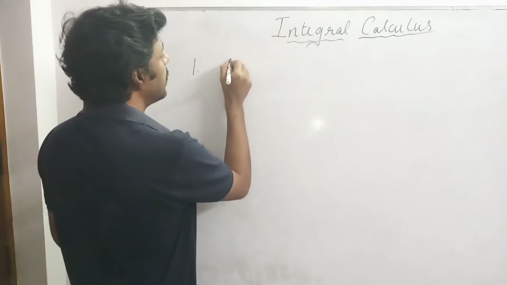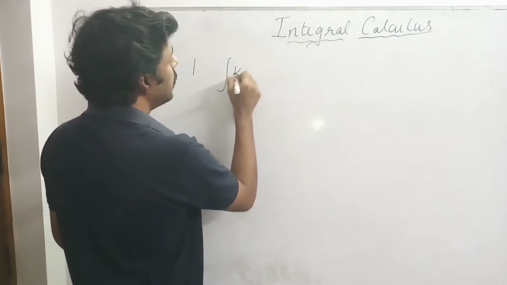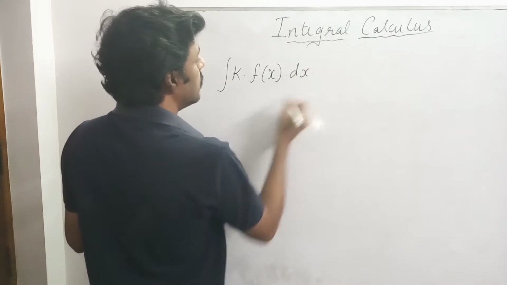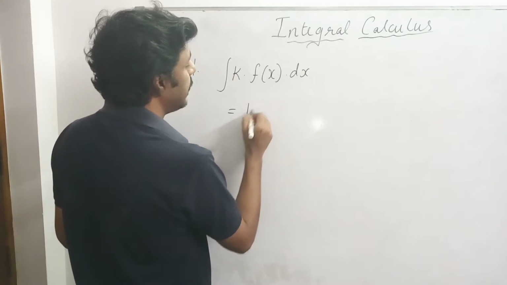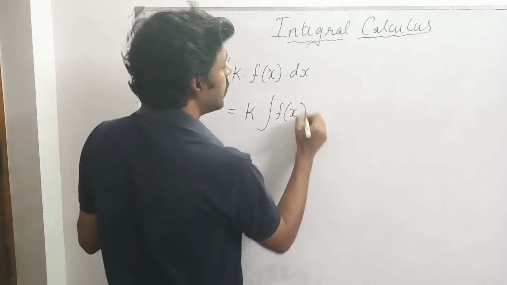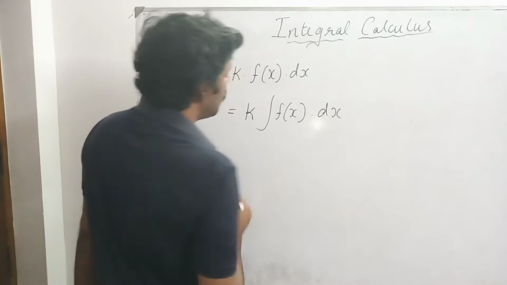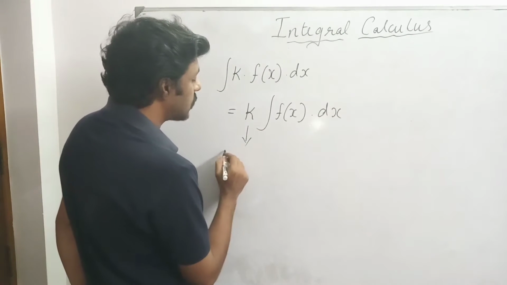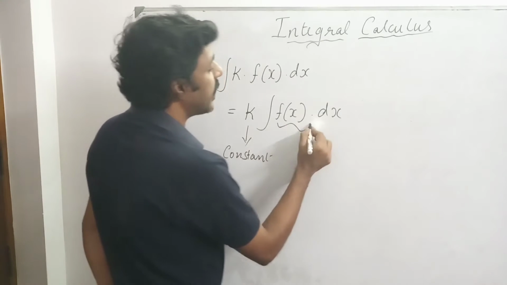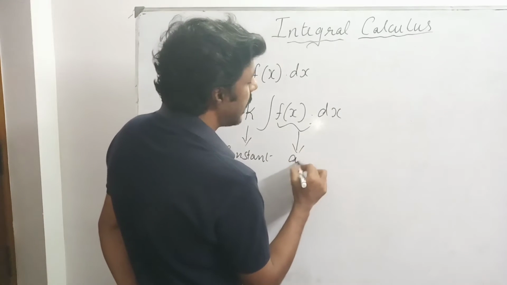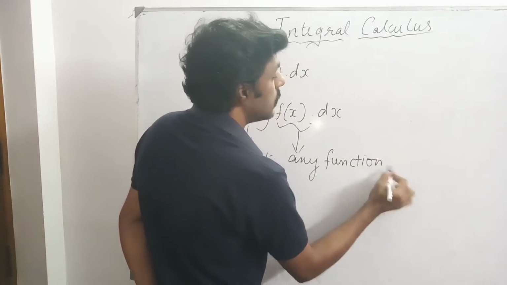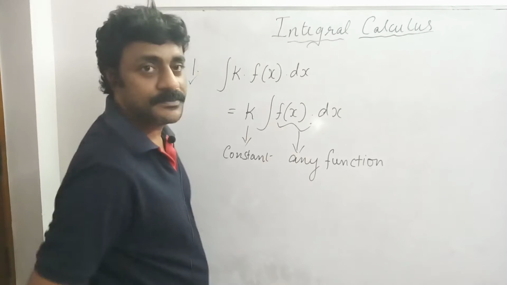Let us assume that the integral of k into f of x into dx will be equal to k into the integral of f of x into dx, where k is a constant and f of x is any function. So this is property number 1.